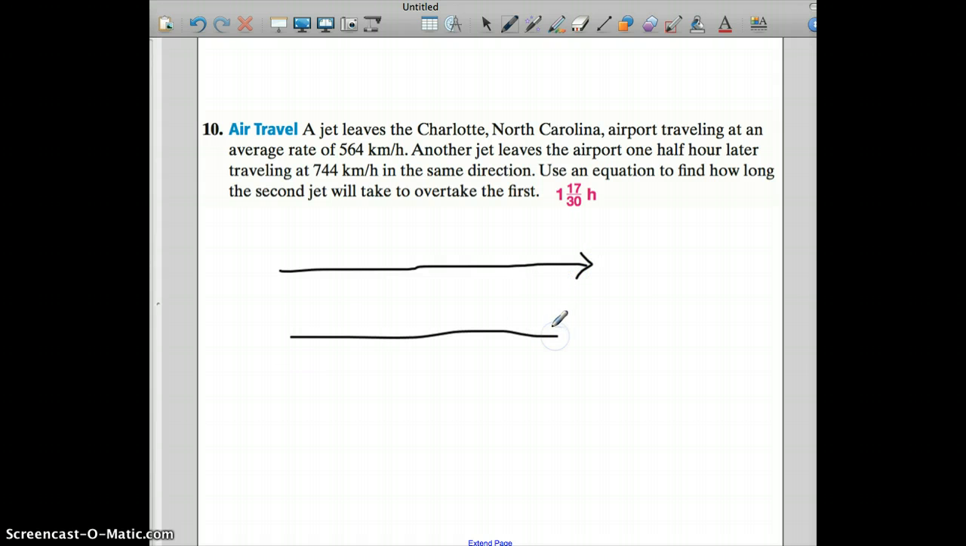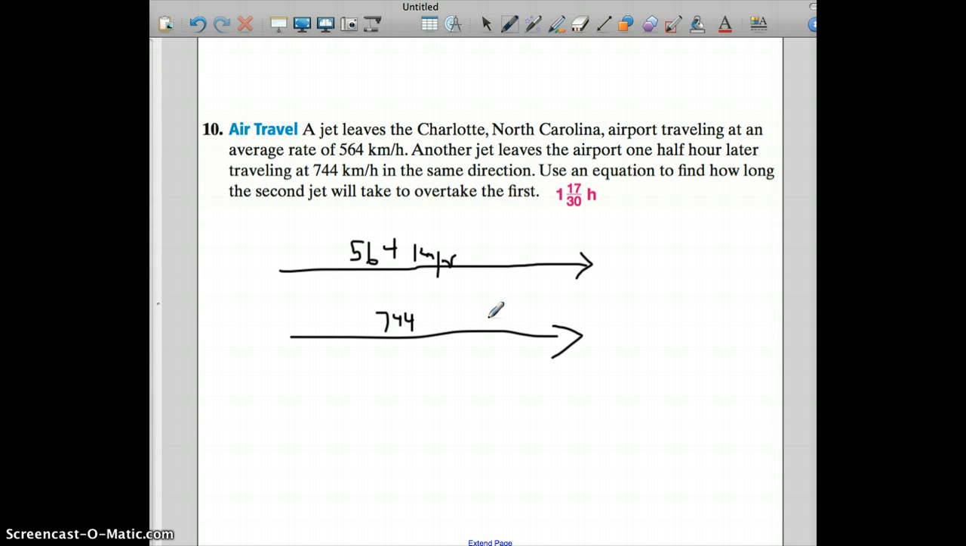Okay? And again, getting the information into some form of chart, picture, or graphic will help you to organize your thoughts a little bit. So we have the first jet here that's traveling at 564 kilometers per hour. And then the second is 744, but it is traveling 1/2 hour less.